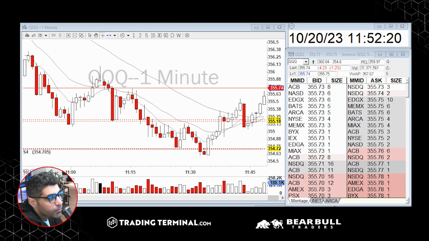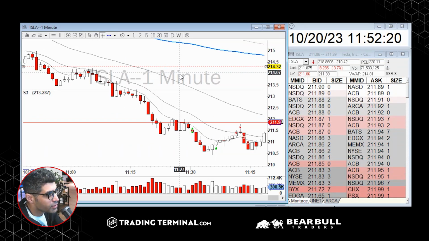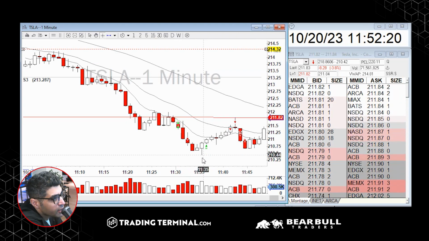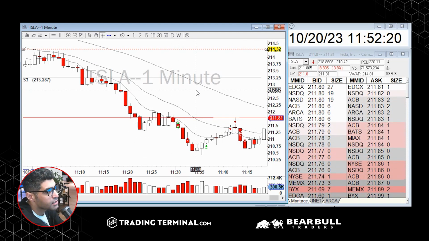Let's go through the first trade on Tesla that we did. And by the way, I did try to catch a reversal on Tesla here at 210. I got a quick bounce here, and then I also tried to catch a bounce here that I got stopped out.